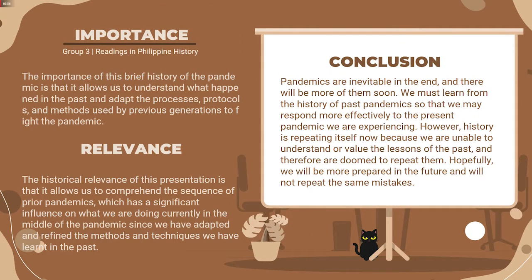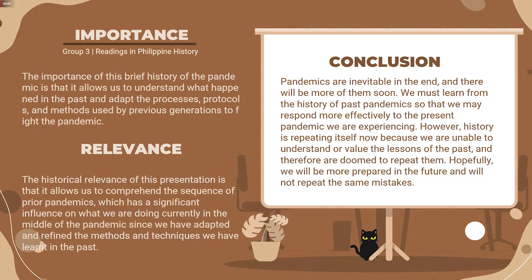So let's proceed to the last slide. In this slide, we'll talk about the importance, relevance, and conclusion. The first one is importance. The importance of this brief history of the pandemic is that it allows us to understand what happened in the past and adapt the processes, protocols, and methods used by previous generations to fight the pandemic.